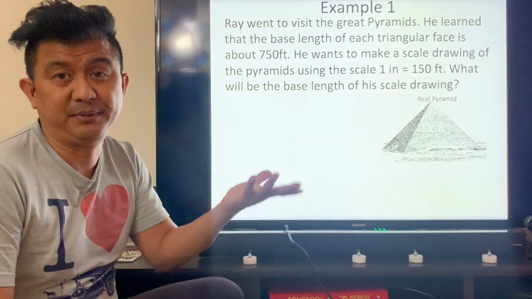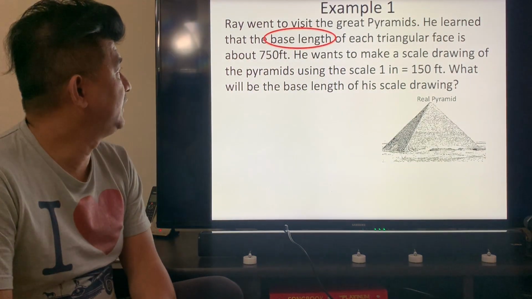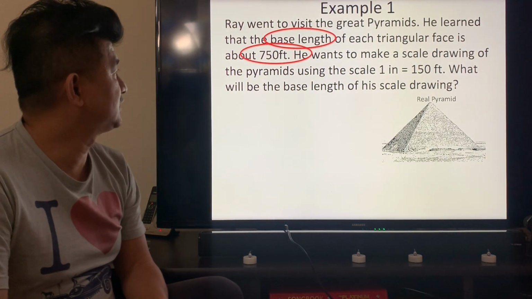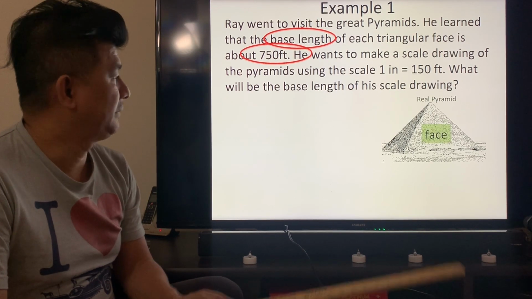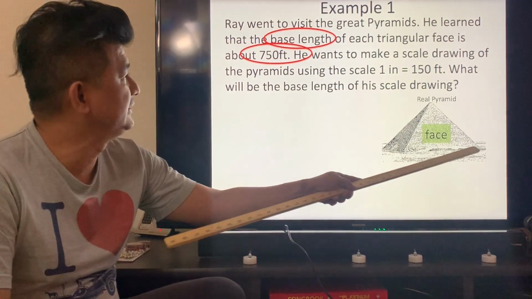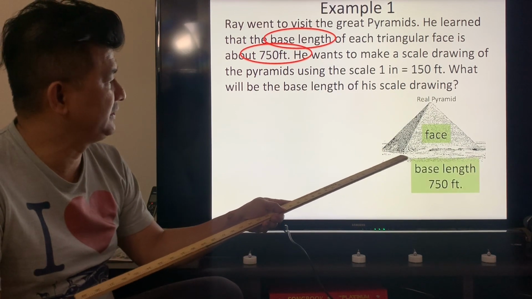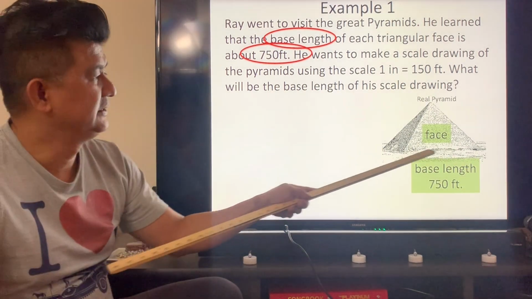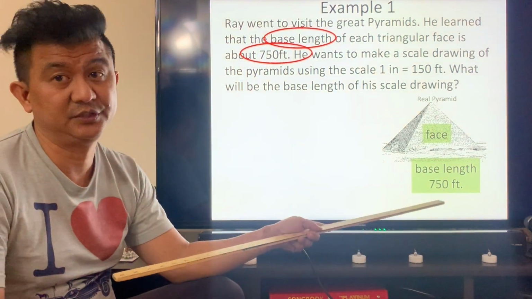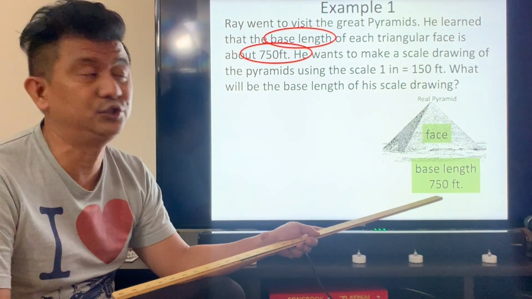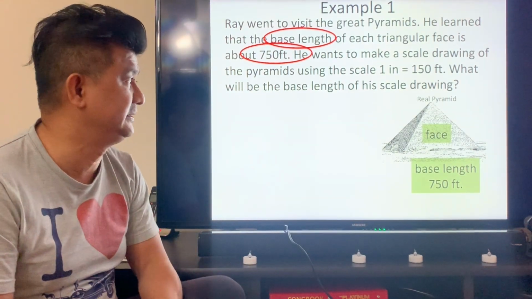So, basic facts from the problem. We know that the base length, which is 750, by the way, that's the face of the pyramid, and the base length will be this size, this length. The base size is 750 feet. That's huge because that's the actual pyramid.